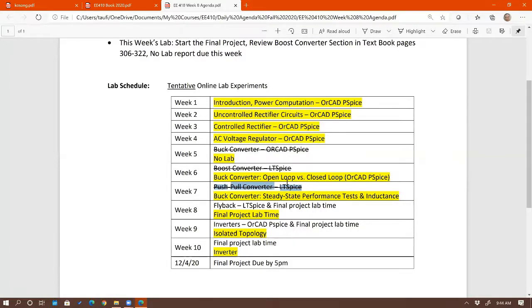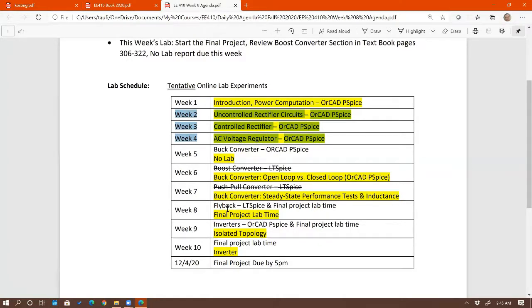Now this is not the same as the other ones: uncontrolled rectifiers, controlled rectifiers, and AC to AC. Those I could go over at the beginning of the lab. But push-pull and the other ones would require a longer time to cover if I have to do it before the lab, so it's not going to be a short lecture. That's what I'm saying. So I would rather wait until next week before you do the experiment on an isolated topology such as push-pull or flyback.